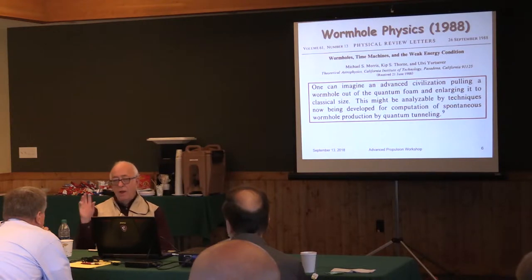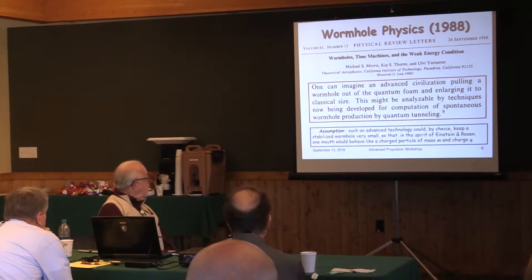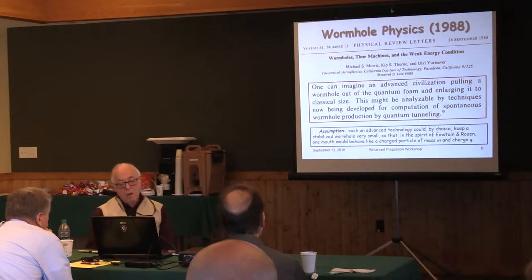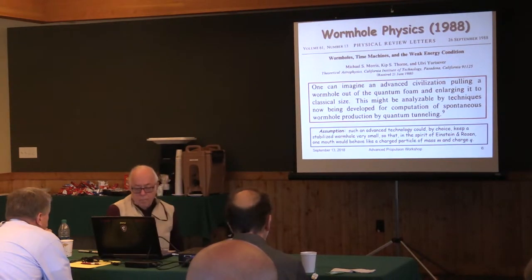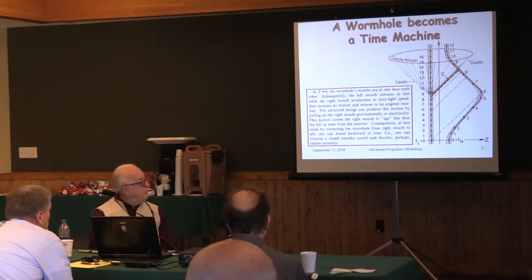And so if you have a member of one of these advanced civilizations who is agile enough to reach in and grab it while it's popping into the vacuum and before it goes back in and pays off its debt to Heisenberg in the form of energy, you can keep it. And that's the basic idea behind this paper. The assumption is that an advanced technology could, by choice, keep a stabilized wormhole very small so that, in the spirit of Einstein and Rosen, one mouth would behave like a charged particle of a certain mass and charge.